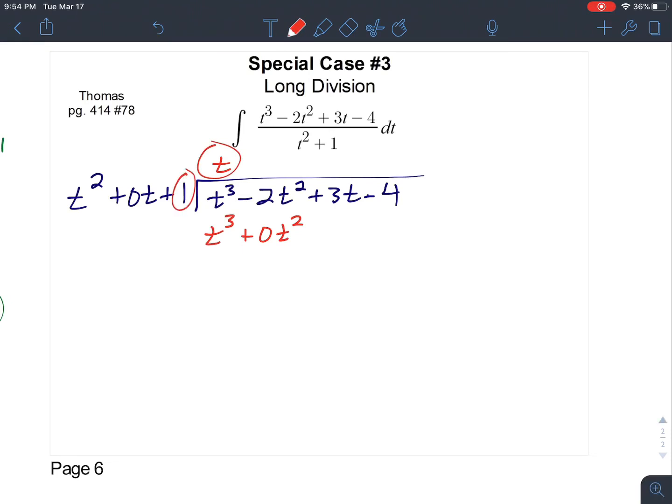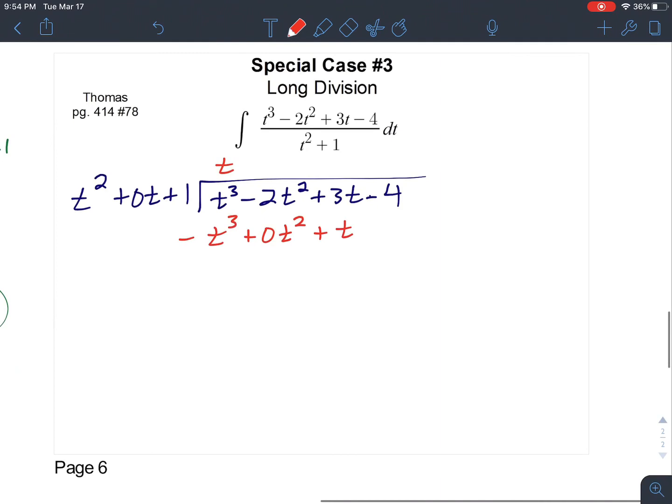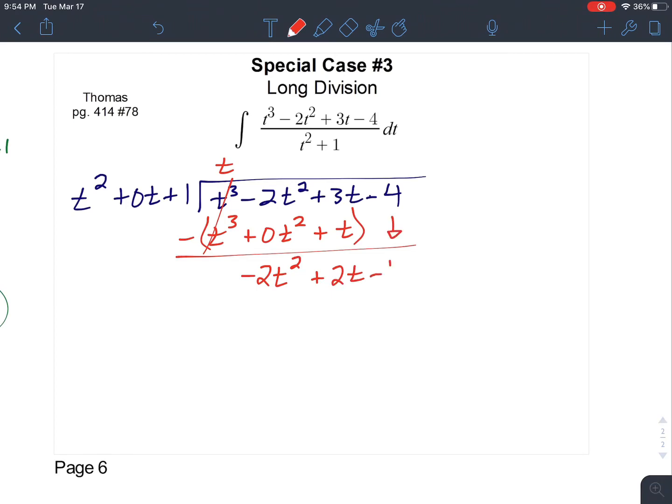Then we need to multiply this t with the 1. And that's going to give us a positive t. The last thing that we do for long division is we're supposed to subtract this entire thing down below. T cubed and t cubed cancel. We are left with negative 2t squared. We have 3t. Be careful, it's minus a positive t. So it's going to become plus 2t. And then lastly, we drop down the minus 4.